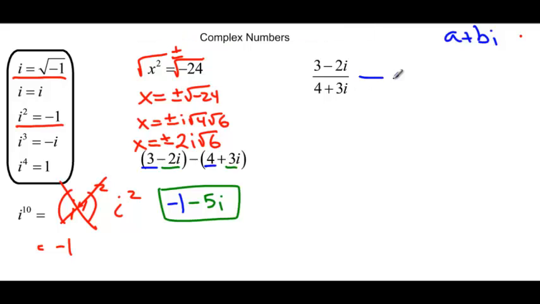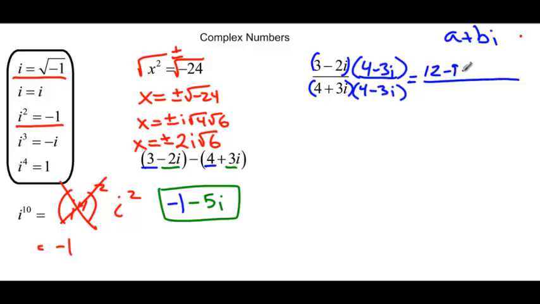So again, we cannot have an i in the denominator. So I'm going to do 4 minus 3i, and then 4 minus 3i, both top and bottom. And I'm going to double distribute through. Some of us like to call it foiling. So let's see what that looks like. The top is going to be 3 times 4 is 12. And then 3 and negative 3i is negative 9i. Then we have negative 8i. And then we have positive 6i squared.